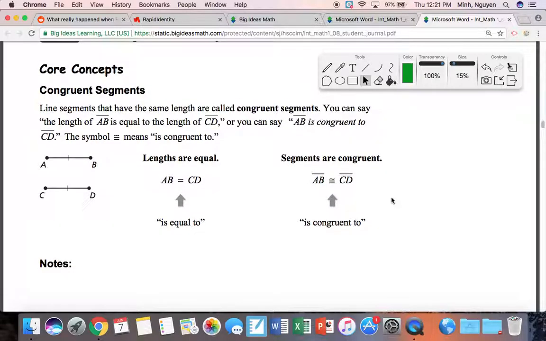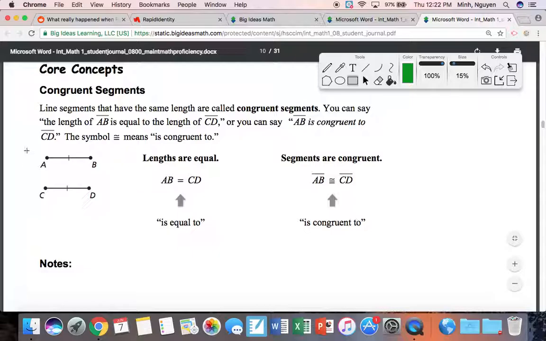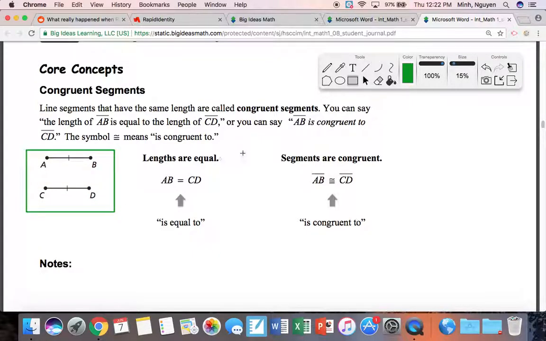Congruent segments: line segments that have the same length are called congruent segments. You can say the length of AB is equal to the length of CD. So this is referring specifically to these two segments. The reason you can say they are congruent is because you have the symbol right here. That's very important. When you have two segments, or any number of segments, with the same number of symbols, so here that's just one congruent symbol, that means they are the same.